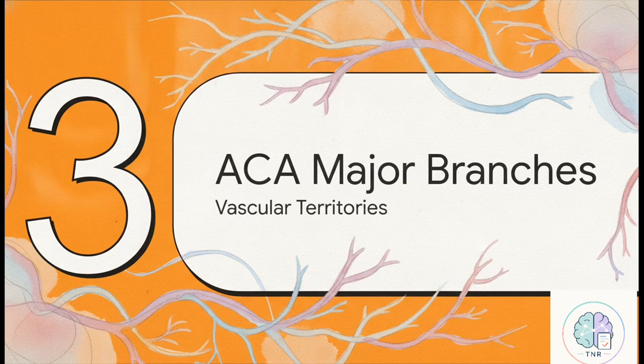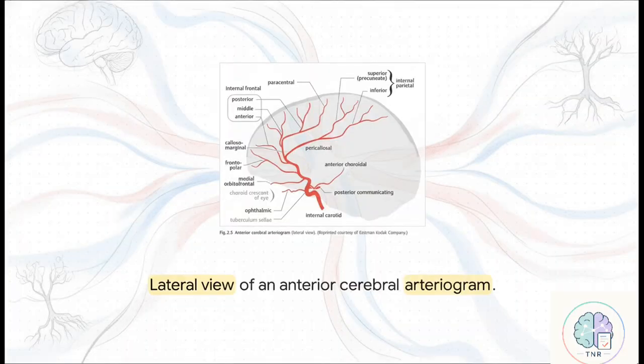Section 3, Major ACA Arterial Branches. Let's talk about the exits on this highway. So as the ACA passes between cranial nerve 2 and the anterior perforated substance, it starts taking specific exits. You can see the main trunk sweeping back, with branches reaching up and out to supply the medial surface of the hemisphere. Keep this general pathway in your head as we break down the specific offshoots.